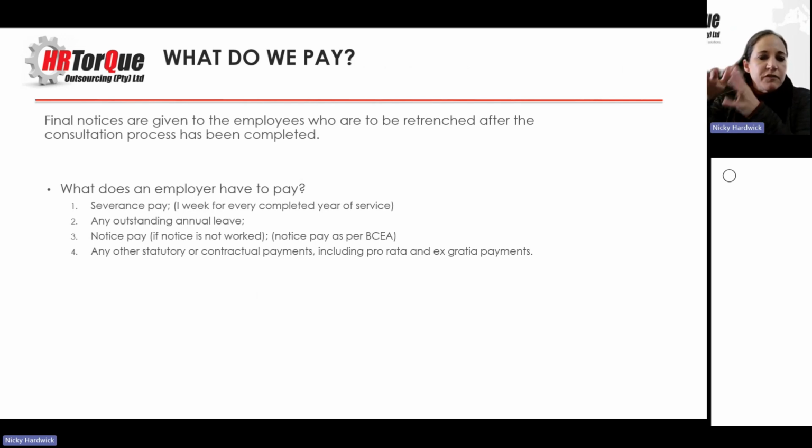Just for those of you who don't know, in terms of the final pay for retrenchment, you need to pay a severance pay, which is 1 week per completed year of service, any outstanding annual leave, so you have to pay annual leave, and notice paid. If notice is not worked, then you must pay the notice as if it was worked. Remembering with the retrenchment, you may decide to let people go early. And any other statutory or contractual payments, including pro rata and ex gratia payments.